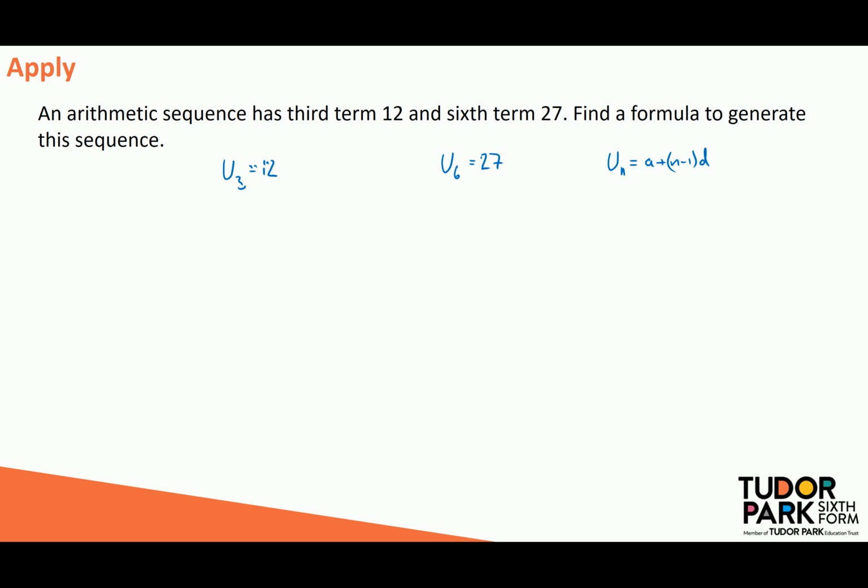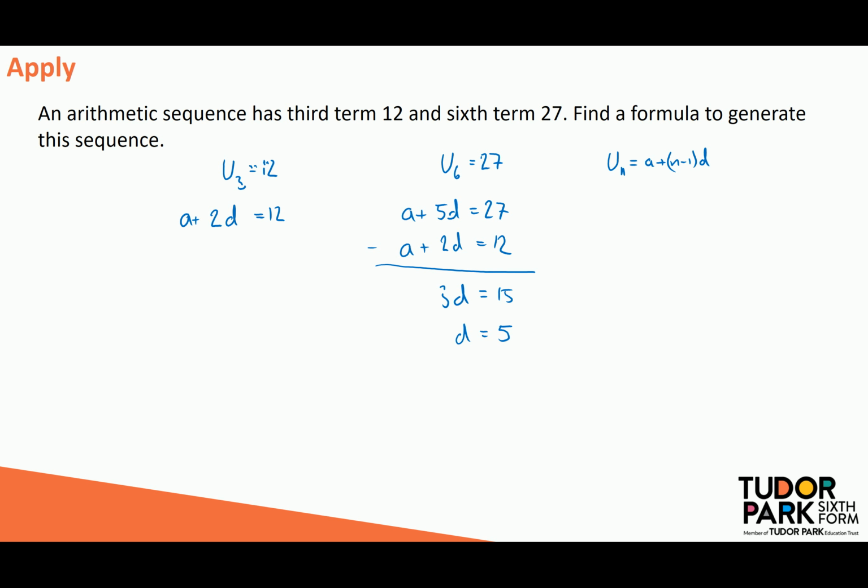Now I'm going to use that formula to rewrite both of these. So in the 3rd term, that's going to be a plus n minus 1, that's 2 lots of the difference, which is 12. And a plus n minus 1, which is 5 lots of the difference, which is 27. And hopefully we see at this point that we've now formed simultaneous equations. I don't know a or d, but I've got 2 equations that I can use to find them. So a plus 2d was 12. I'll just write that underneath so that then we can do a subtraction here and find out that 3d is equal to 15, which is going to tell me that the difference here in my sequence is going to be 5.